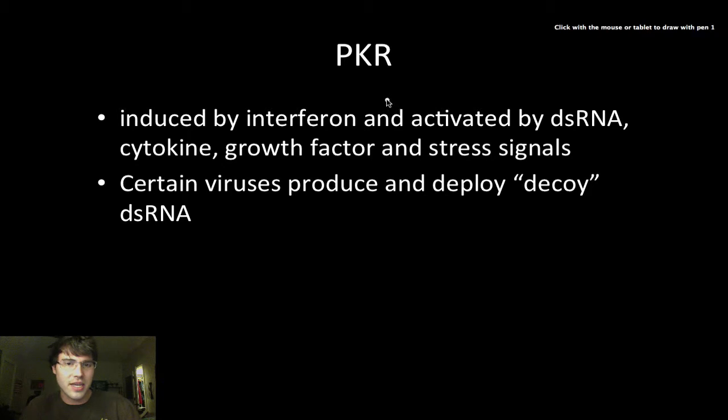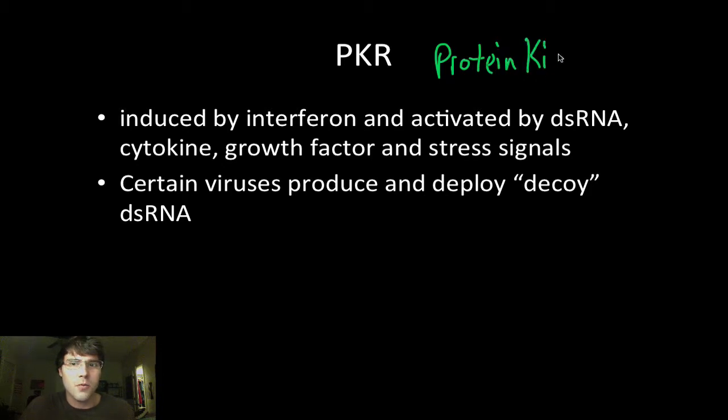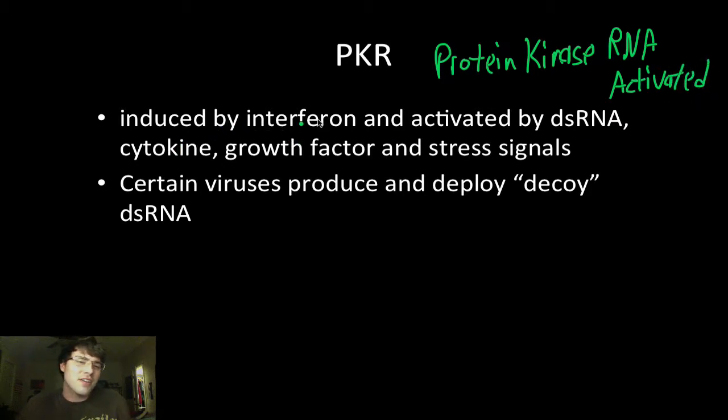Last thing that I want to talk about is a protein called PKR. And what this stands for is protein kinase. I wonder what kind of an enzyme that would be. RNA activated. That's not the cleverest of names. But anyways, interferons are going to start inducing their gene expression, and they're usually going to be activated by double-stranded RNA. Cytokines, certain growth factors, stress signals, certain viruses actually can produce decoys of this. But what these do is they attack this double-stranded RNA.